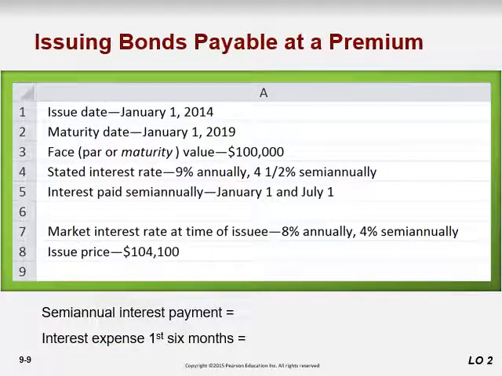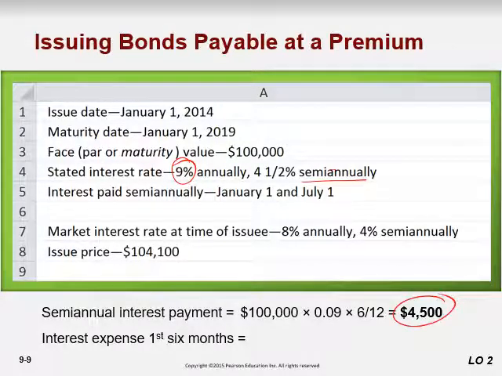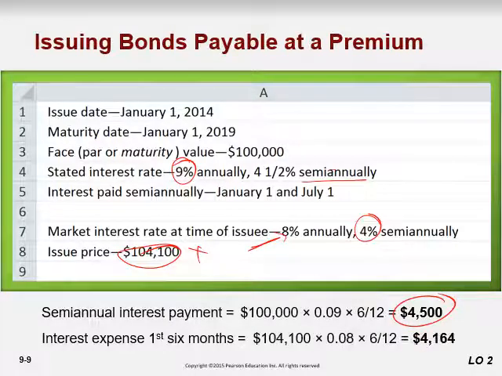So let's talk about how we calculate the interest payments and interest expense. So remember, interest expense is always based on market value, and interest payments are always based on the coupon rate or stated rate. So interest payments are calculated as 9% annually, which is 4.5% semi-annually. So 4,500. While the interest expense is based on market value multiplied by the market rate, 4% semi-annually, or 8% multiplied by 6 by 12.